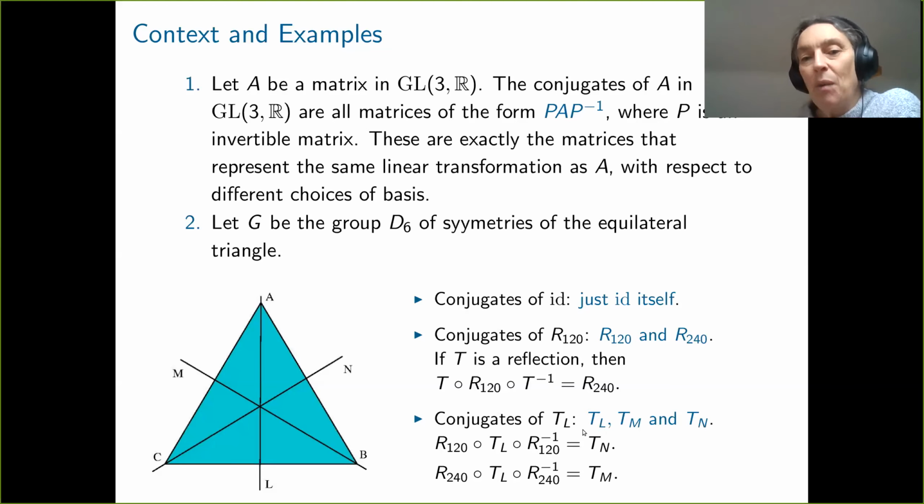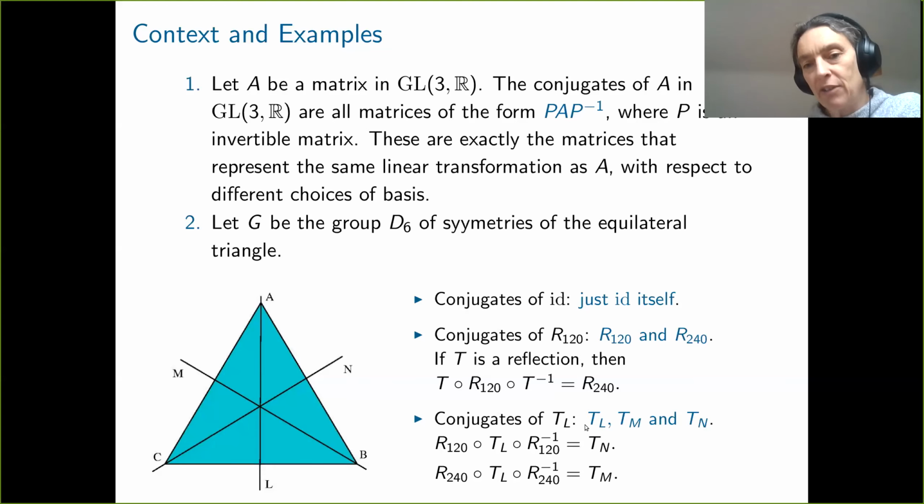Okay? So we can notice that every element of the group, every element of D6, belongs to exactly one of these three categories. Either it's conjugate to the identity, which happens only if it is the identity itself, or it's conjugate to the rotation through 120, which happens if it's a rotation but not the identity, or it's conjugate to TL, which happens if it's any one of the three reflections. So every element of D6 is a conjugate of exactly one of the identity, the rotation through 120, and the reflection TL.